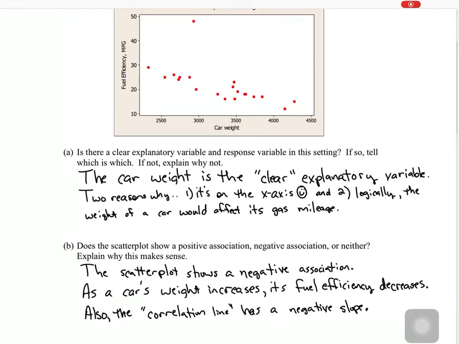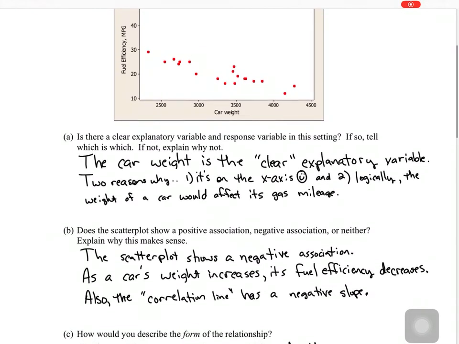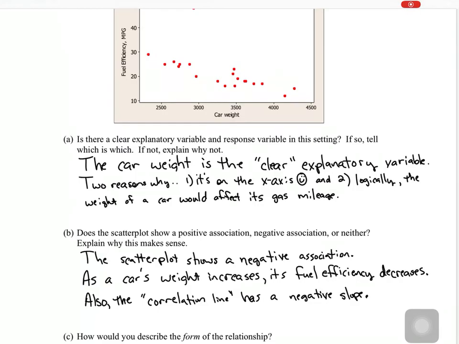Okay, so part B, does the scatter plot show an association? Yes, it does. And it's a negative association. And again, two reasons. First of all, just by definition, as one variable increases and the other variable decreases, that's a negative association. So the weight increases, the fuel efficiency decreases. But also, just looking at the graph, the correlation line, and I didn't draw it, would have a negative slope, right?